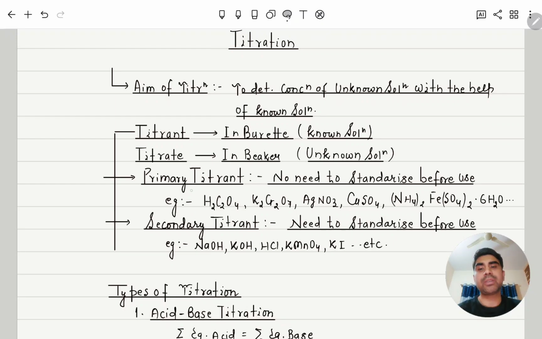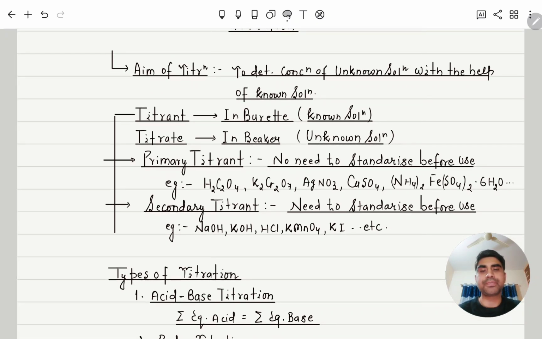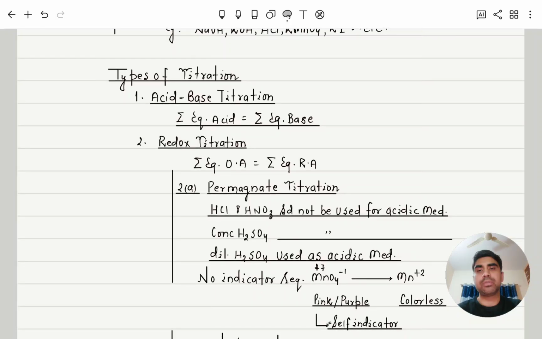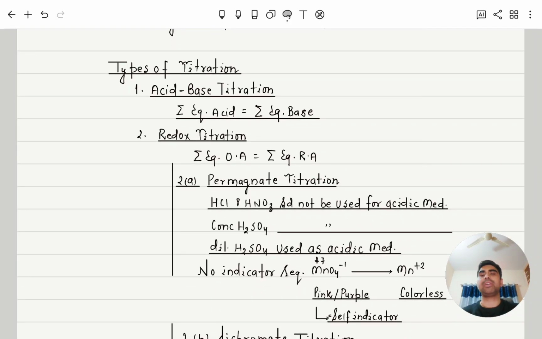Here are a few examples of primary and secondary titrants. Revise them properly, sometimes they ask this also. Now, types of titration: as I told you last class, there are 5 types of titration we will study in this topic. The first one is acid base titration. Then second we will discuss redox titration. After that double titration, then back titration, and last iodometric and iodimetric titration.